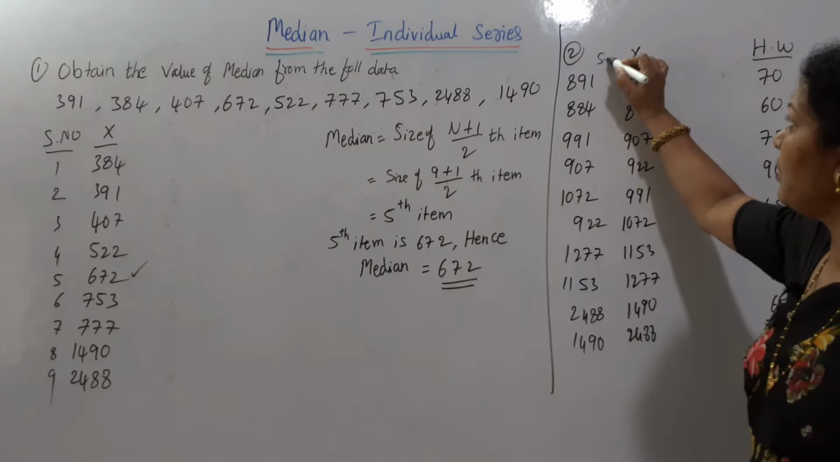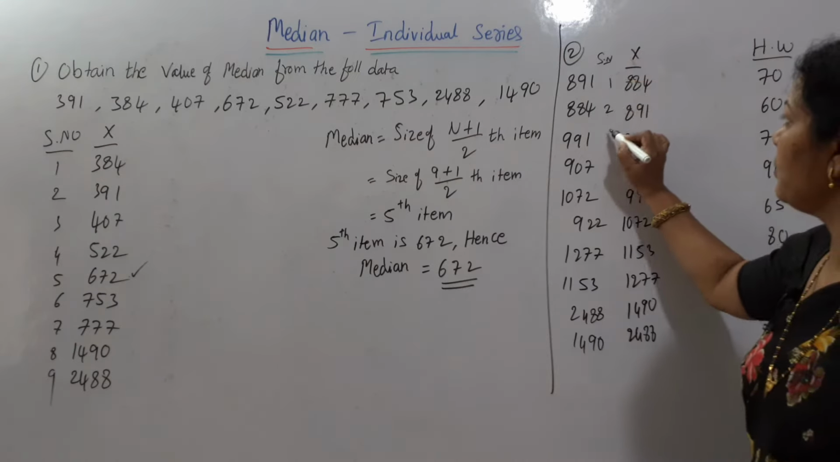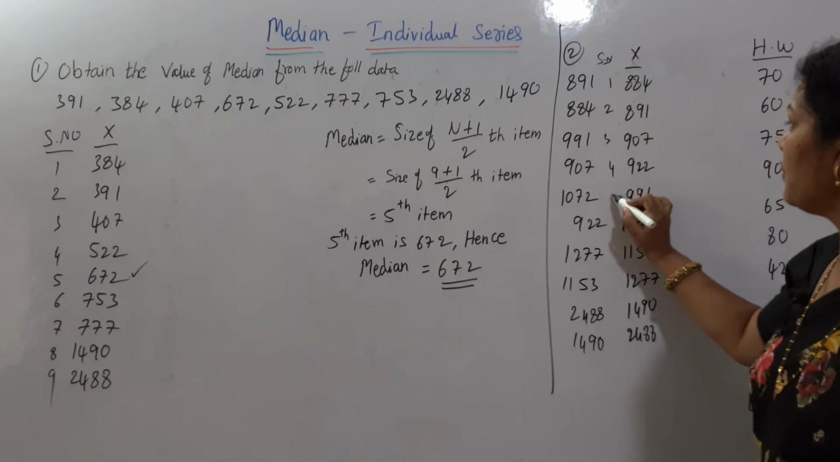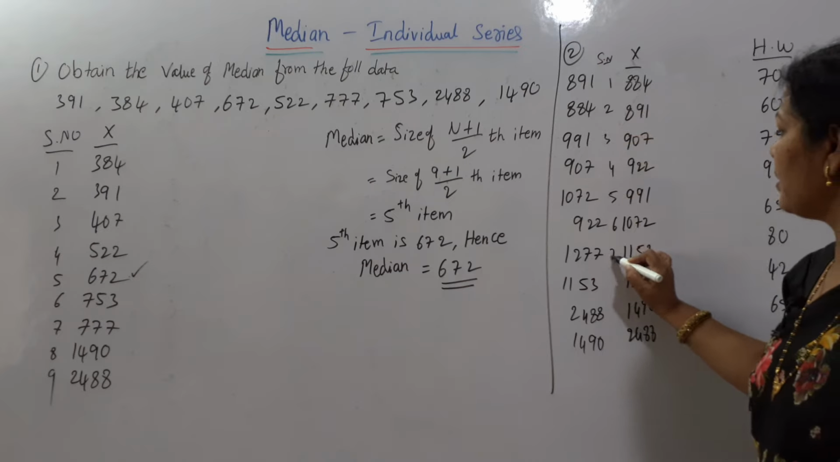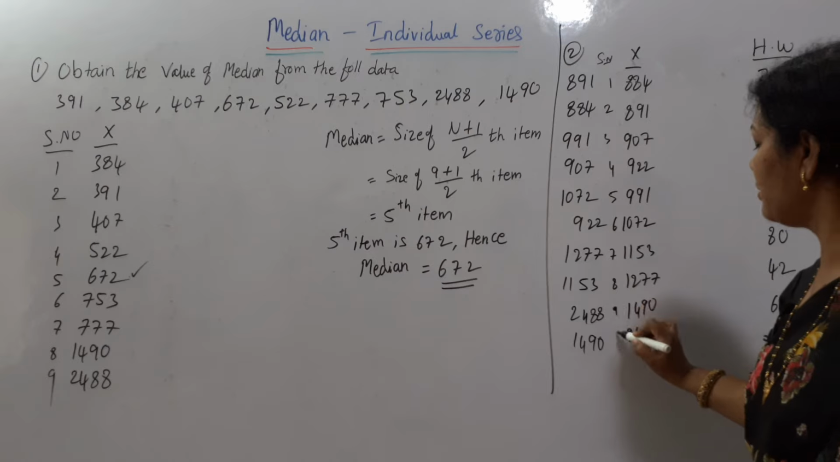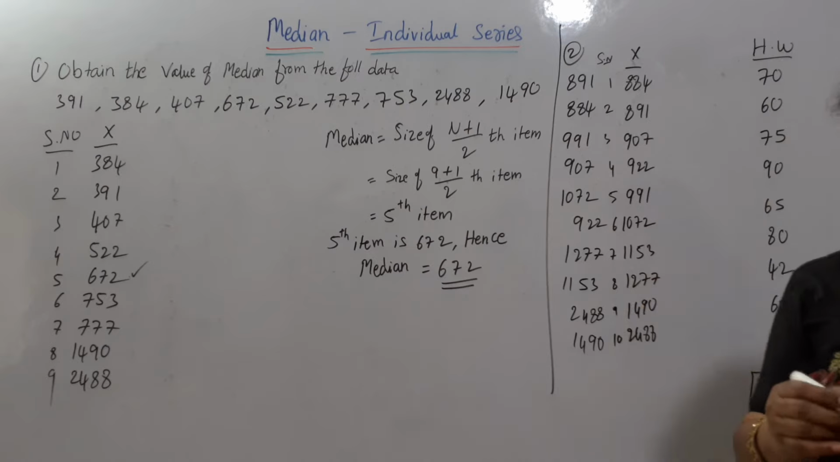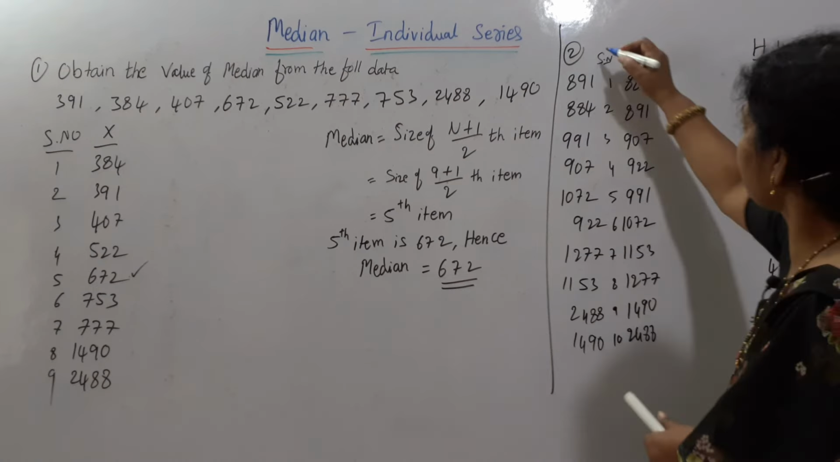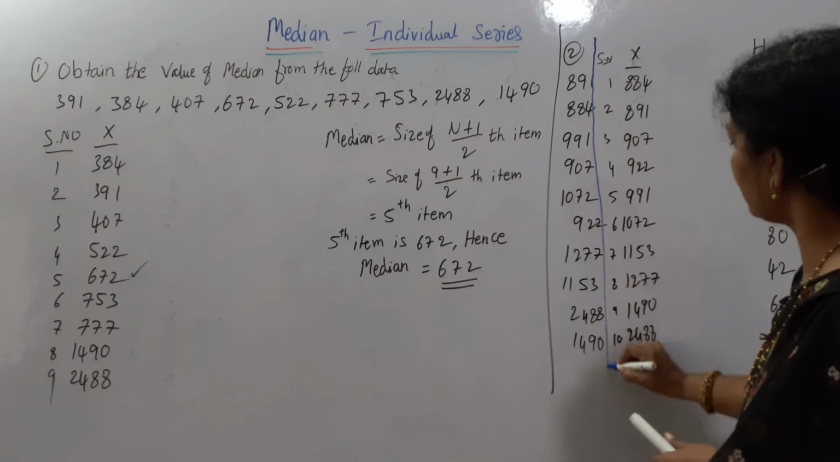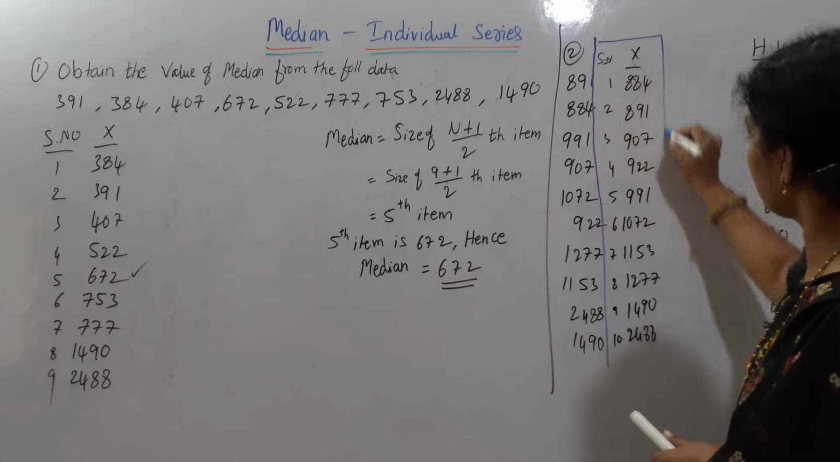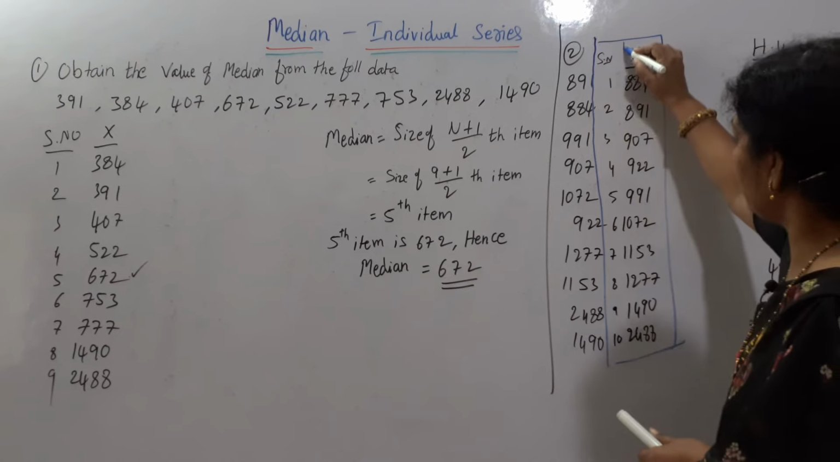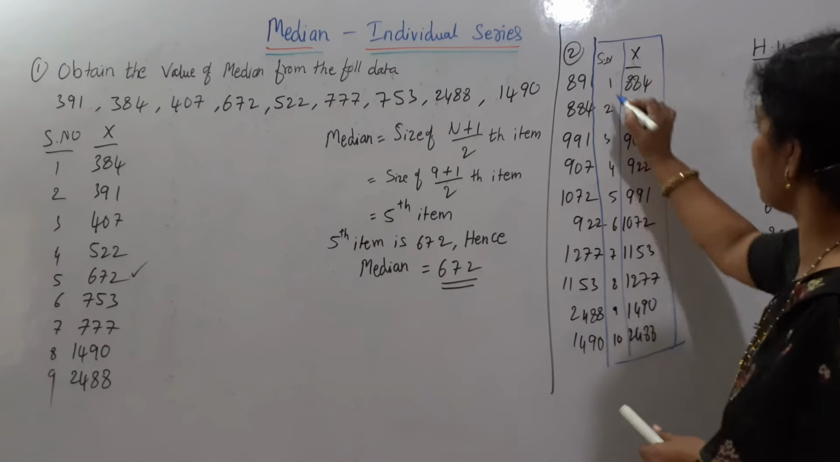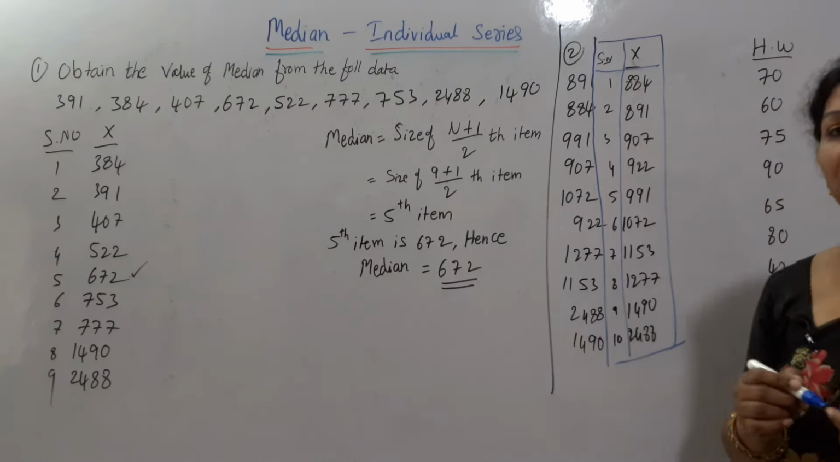Serial number if you want to give 1, 2, 3, 4, 5, 6, 7, 8, 9, 10. So, this is even number. Okay. So, do not get confused. I will draw a line. So, we have arranged everything like this. Okay. Now, what else we have to do?